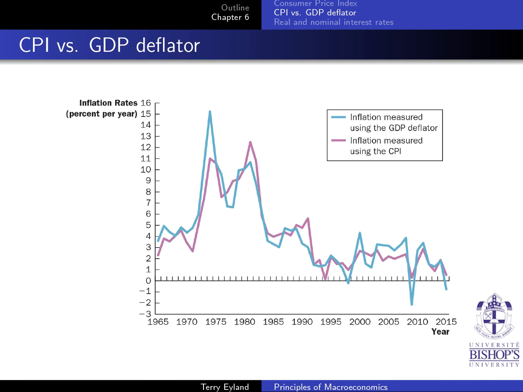If we compare both of them over time, we could see that they pretty much move together. We have inflation using GDP deflator in blue and CPI in this fuchsia color. So generally they move together. They're not quite the same at all times. Like I said, because some of the goods are a little bit different, the actual inflation rate may be a little bit different, but overall they move together.